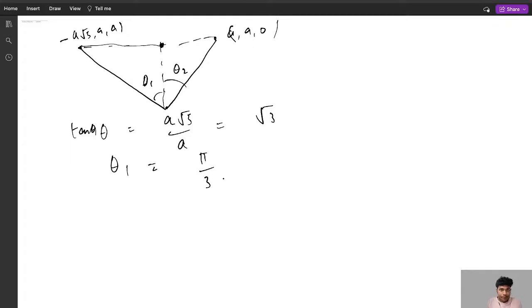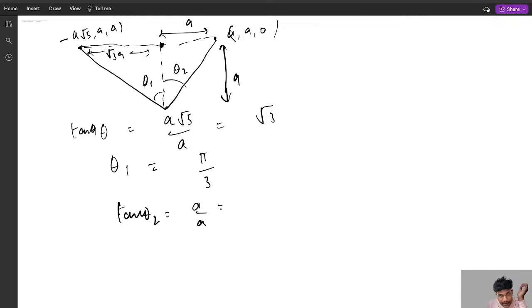What is theta 2? Tan theta 2 is equal to this distance, which is equal to a, upon this distance, which is root 3 times a, and this is also a. So tan theta 2 is equal to a by a, that is equal to 1. From here we get theta 2 is equal to pi by 4.